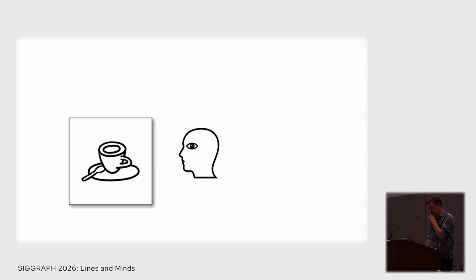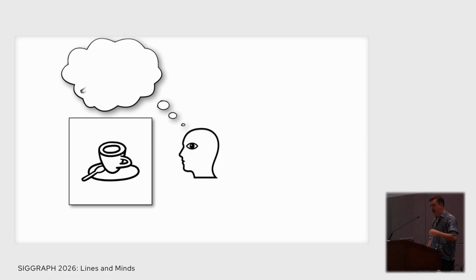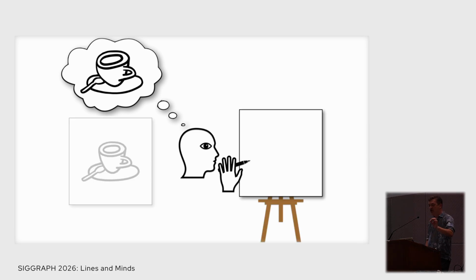So let's imagine an artist drawing a picture. One could imagine that an artist looks at the source they want to copy a picture of. They form a mental representation of that source. They look at the page, and then they draw a picture from that mental representation. So is that what artists do?